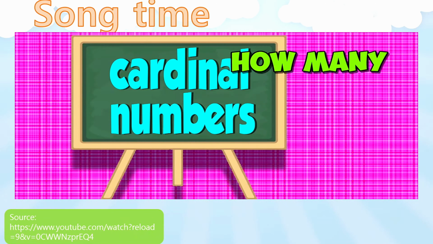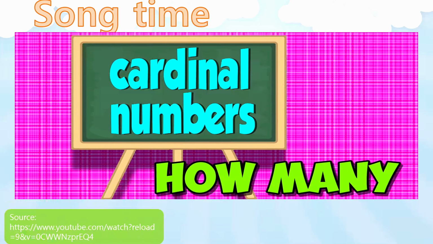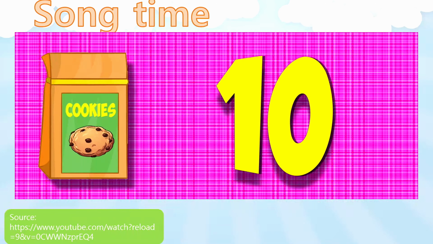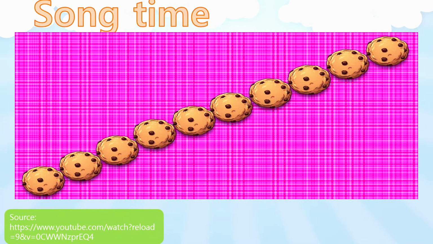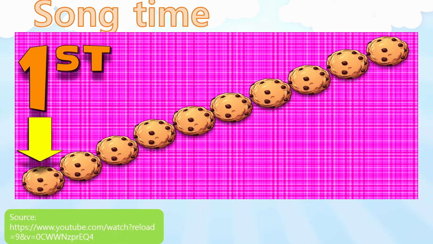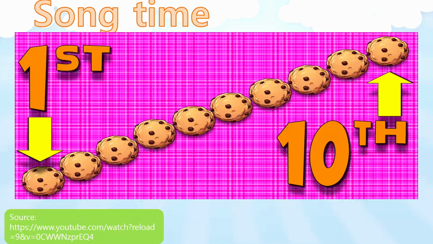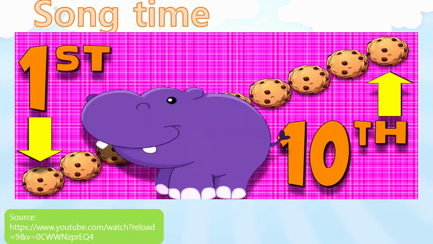Cardinal numbers tell us how many or how much of something we have. For example, this bag has 10 cookies in it, like these. On the other hand, ordinal numbers tell us what position or place something's in. For instance, you might line up the 10 cookies to eat them one at a time. Here's the first cookie, and here's the 10th and last cookie. Yummy!